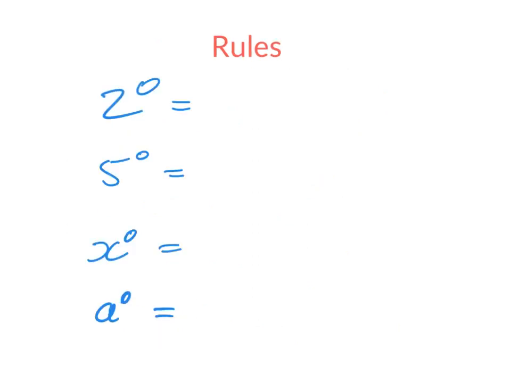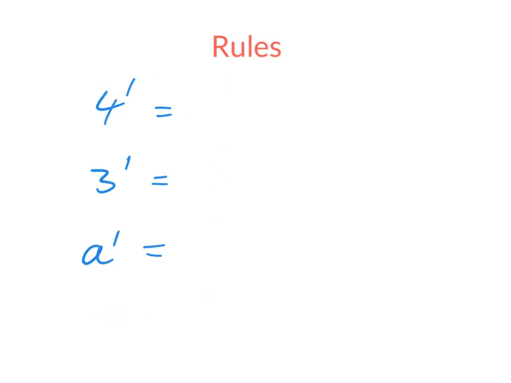The first rule to remember is that anything to the power of naught is 1. It doesn't matter what the base is, the answer will be 1 if it's raised to 0. So 2 to the power of 0, guess what? Is 1. 5 to the power of 0, 1. X to the power of 0 is 1. A to the power of 0 is 1. So remember that one. Anything to the power of 0 is 1.